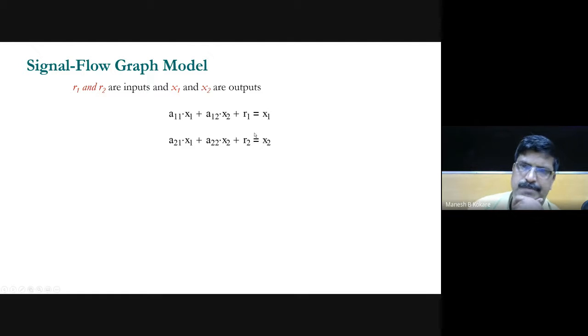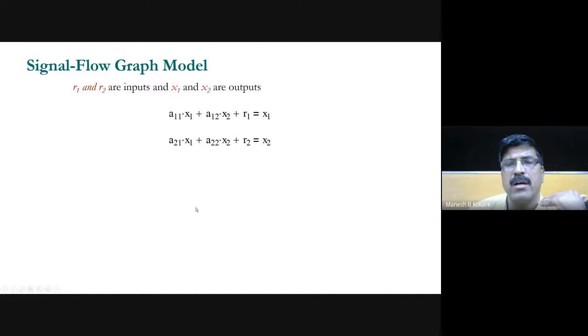What will happen basically here? You have to take X1 as the output node, X2 as another node, R1 as one input node, and R2 as another input node. And you have to connect X1 with one signal coming from R1, another signal coming from X2, and a third signal coming from X1. So there will be a self signal here, right? Similarly, for X2 also, one signal is coming directly from R2, another signal is coming from X2 with a gain of A22, and a third signal is coming from X1 with a gain of A21.